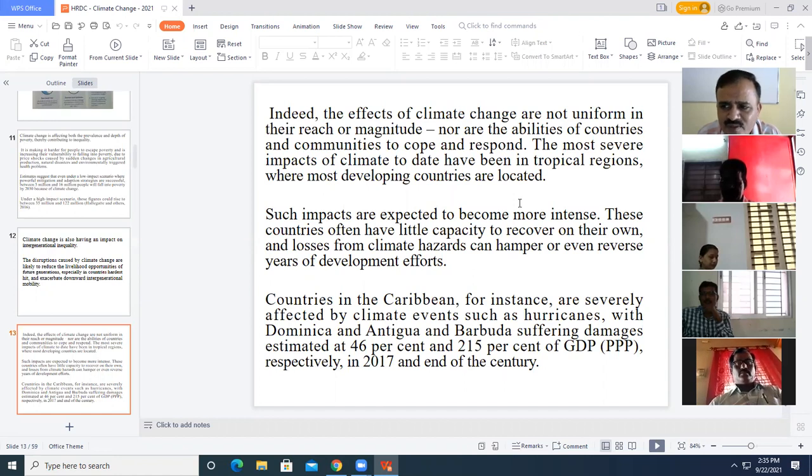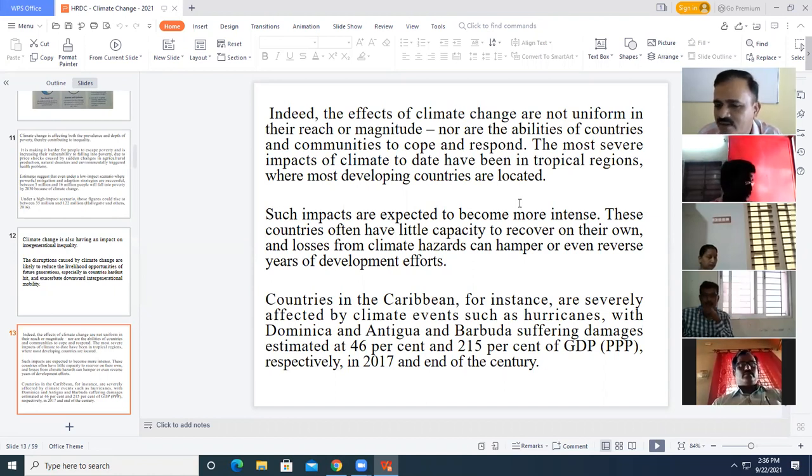So in the last 60 or 70 years, most of the developing countries have made some effort to increase their level of development. But because of climate change, that effort by these countries would be reversed. This is the opinion of many studies, if climate change is unaddressed.